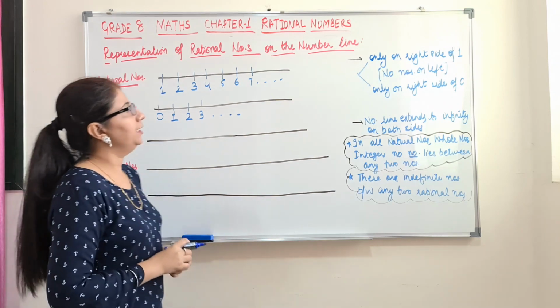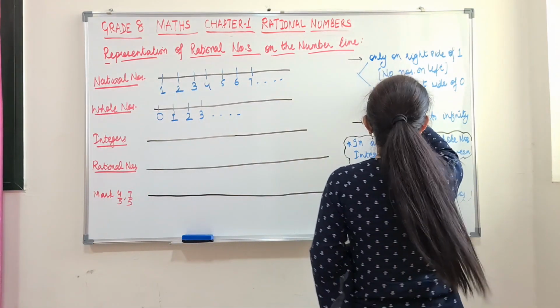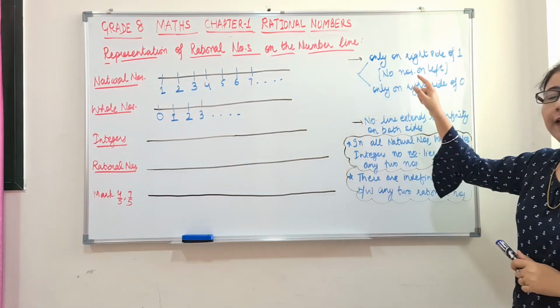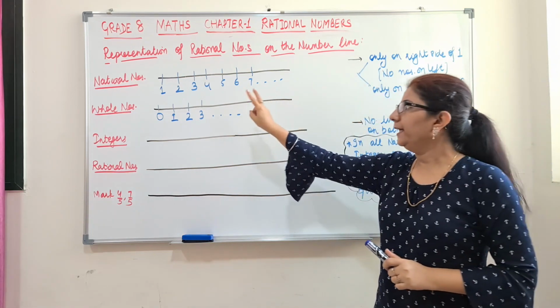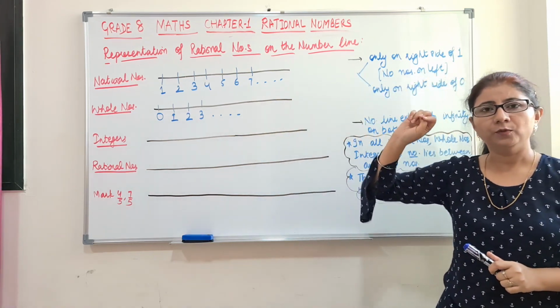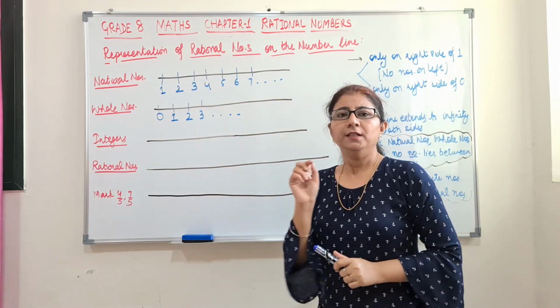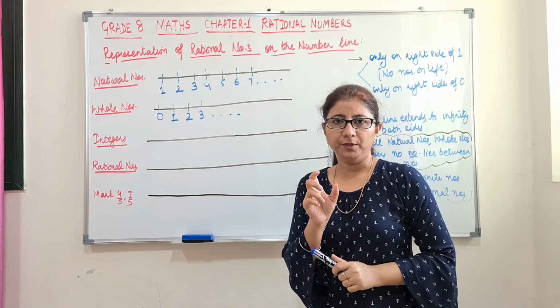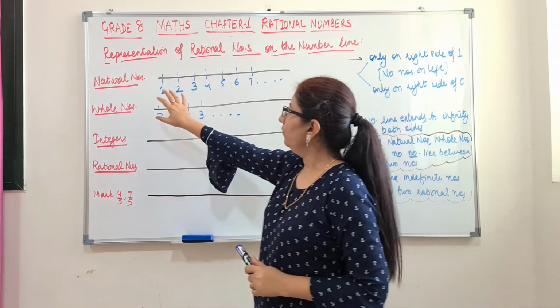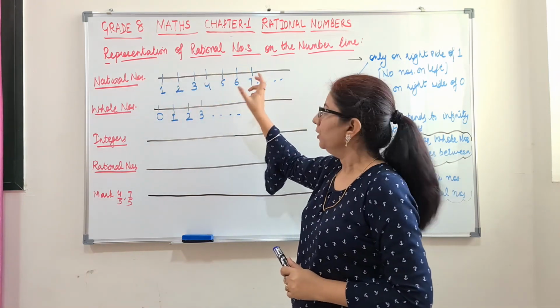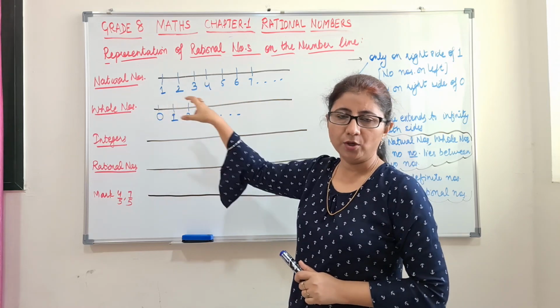And one more thing I just want to tell you that there are no numbers on the left and no numbers in between any two consecutive numbers here. Why? Because we know that natural numbers and whole numbers, they don't have any decimal number in between them. So that means always whatever numbers we have written, there should not be any hidden numbers on the number line.